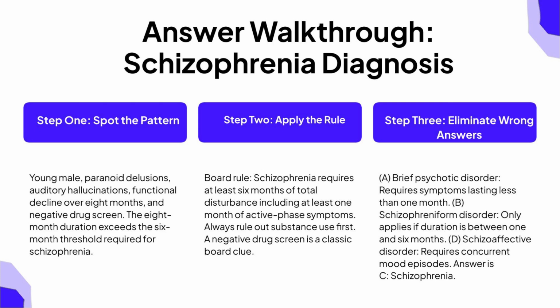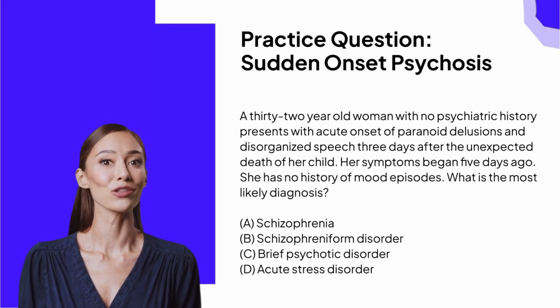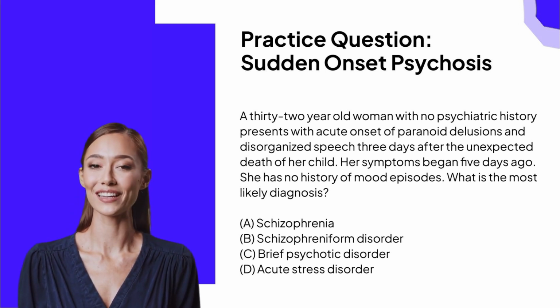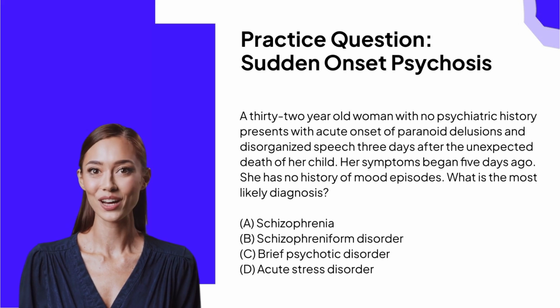Schizophrenia. Remember, always check the timeline first and always rule out substances. Here is our second practice question. A 32-year-old woman with no psychiatric history presents with acute onset of paranoid delusions and disorganized speech 3 days after the unexpected death of her child.